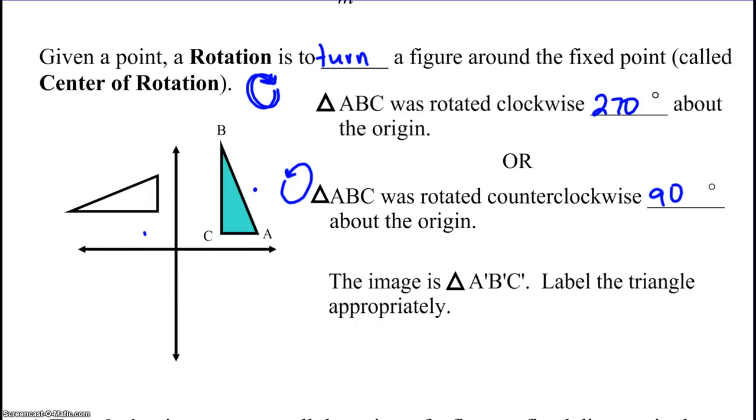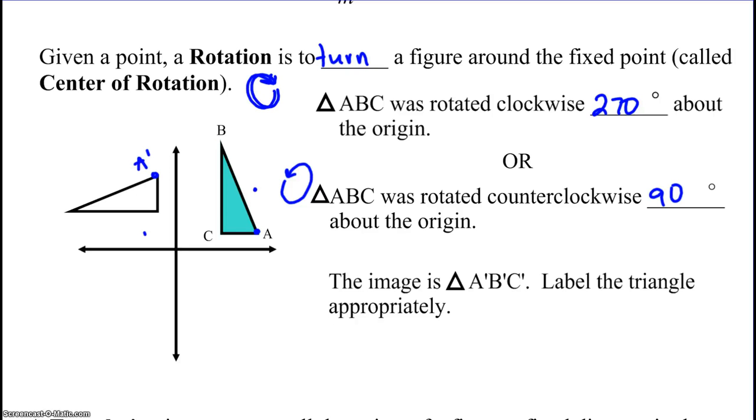The pre-image, we just leave as ABC or whatever letters they are, and then the image, after we do our transformation, a lot of times we'll put little primes on it to indicate that this is where it got moved to. So if you label this particular triangle, like this point A, which one correlates with that point A? Where did it get moved to? It got moved to right there. So that would be A prime is how we would label that.